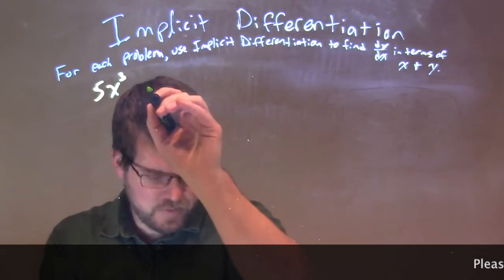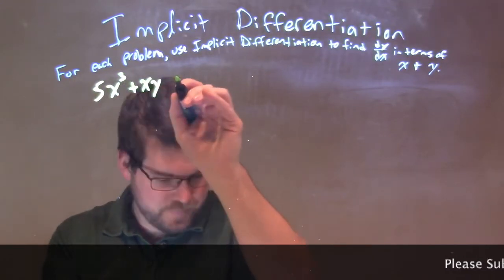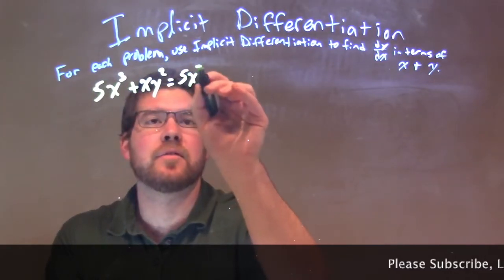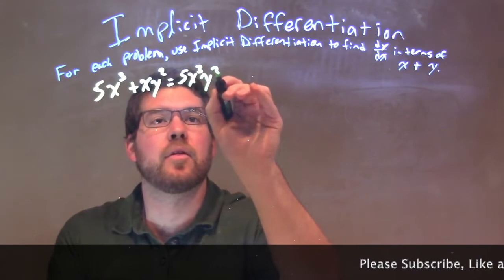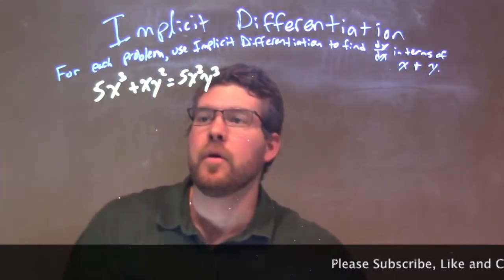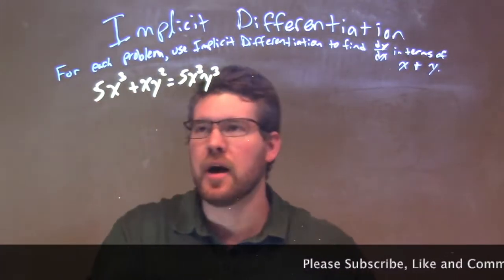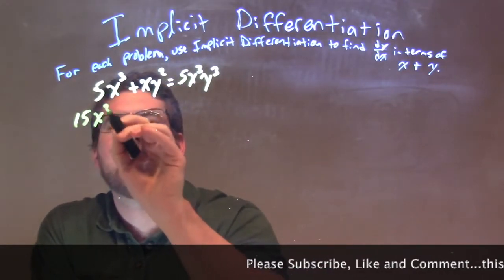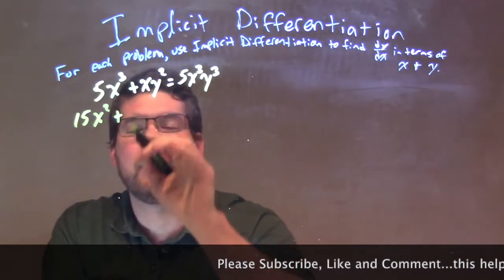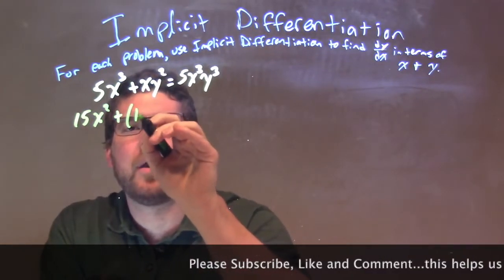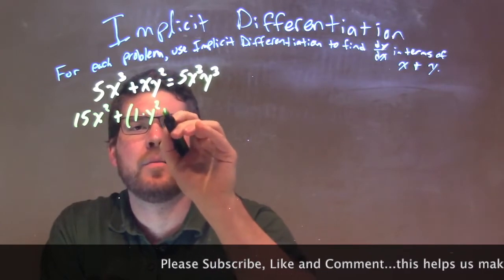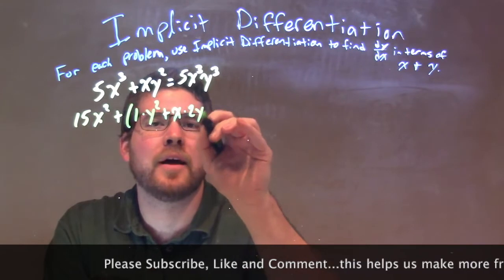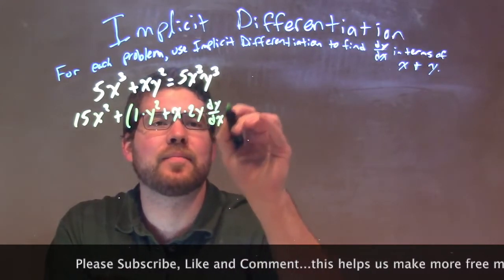5x to the third plus xy squared is equal to 5x to the third y to the third. Okay? So from here, I'm going to differentiate both sides. Well, the left-hand side is pretty easy. 5x to the third gives 15x squared, plus here we use the product rule. The derivative of x is just 1. So we have 1 times y squared plus x times the derivative of y squared, which is 2y dy dx.